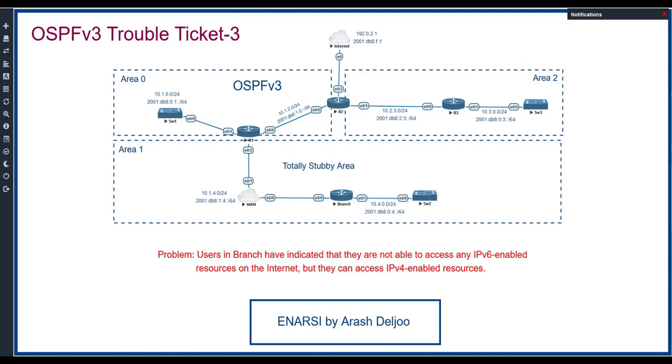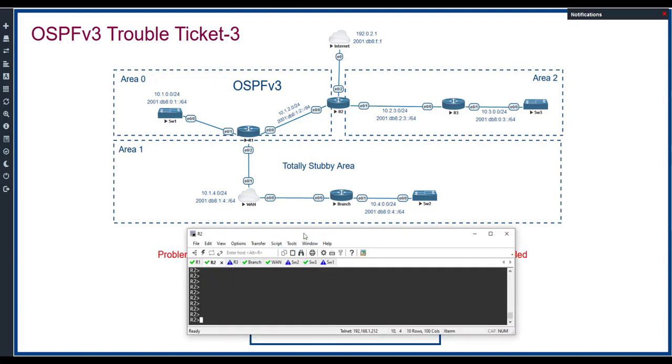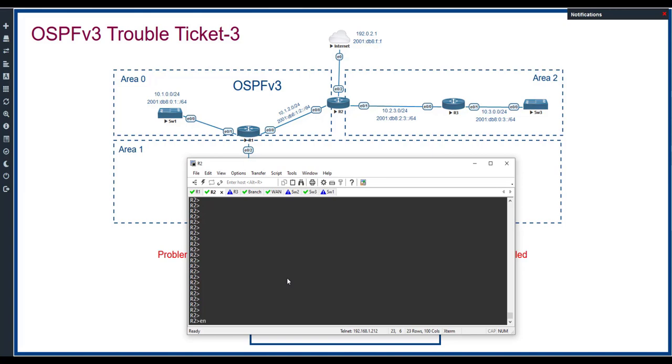Let me verify the status of router 2's configuration. In router 2, we use the command show run, section IPv6 router OSPF, section router OSPFv3. Here we have this configuration on router 2: router OSPFv3 1, router ID is quad 2, and then address family IPv4 unicast, default-information originate always. In the address family IPv4 we have this command, but we don't have it on the address family IPv6 unicast. Look at here.